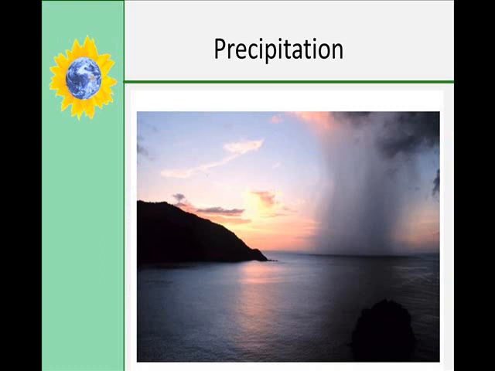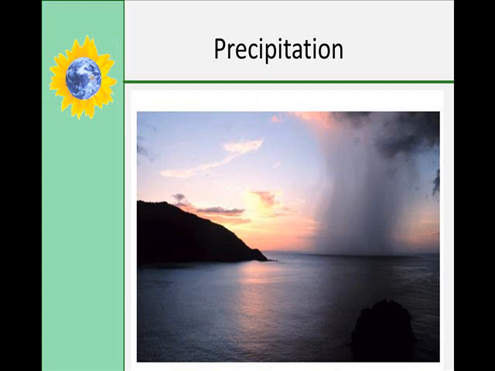Cloud droplets and ice crystals are small enough to remain suspended in the air by air currents indefinitely. However, if these droplets or crystals come together or coalesce, they form larger droplets or ice crystals that fall out of the air as precipitation.